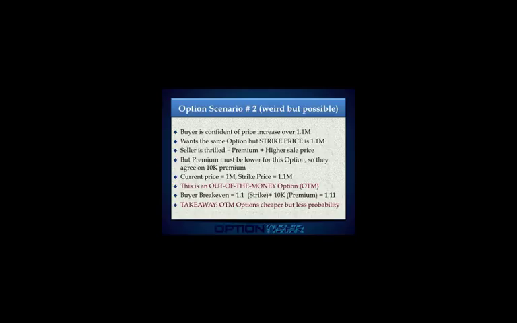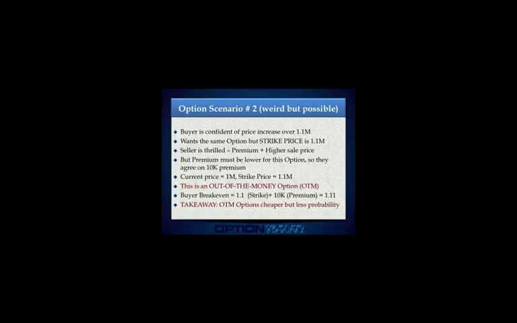They negotiate and agree that a premium of $10,000 is fair and reasonable for the strike price of $1.1 million. So the buyer pays $10,000 and they get into an option contract with a strike price of $1.1 million. So this is getting interesting now, and various things can happen. First, let's say that the buyer was right and the price does go up and it goes up to even $1.2 million.